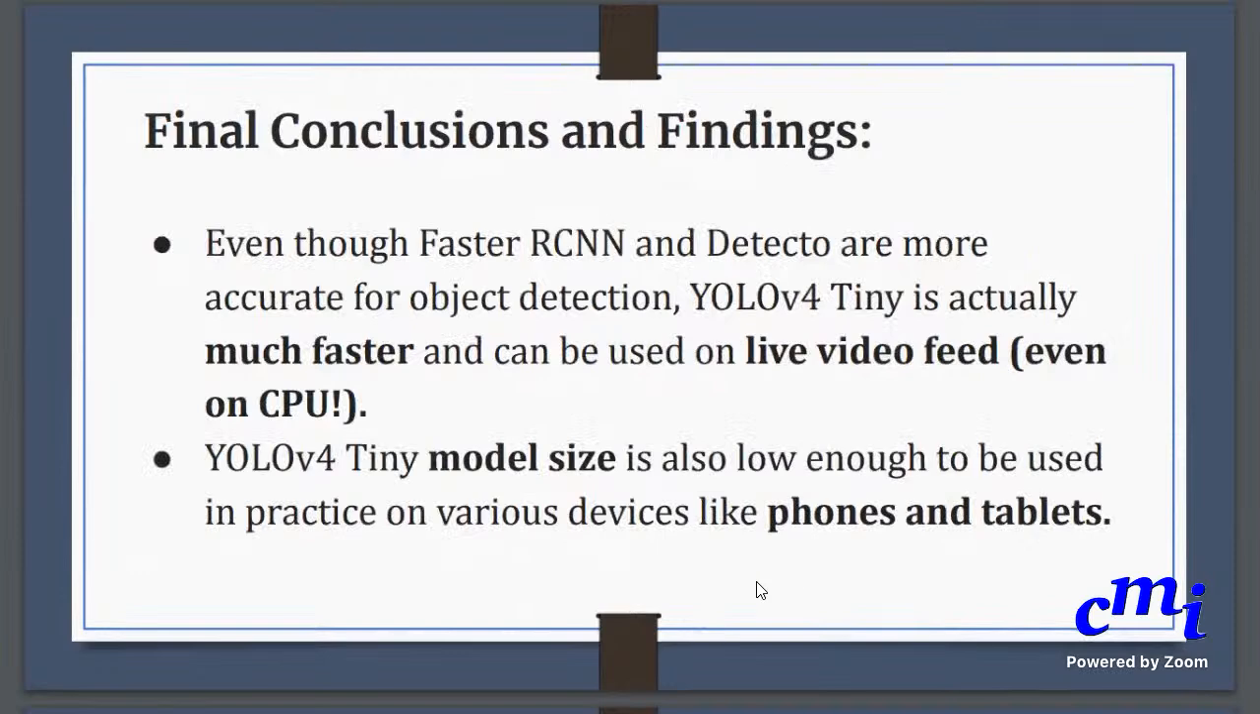The final conclusions and findings are like this. Even though Faster RCNN and Detector, as we just saw, are more accurate for object detection with accuracy of 80 to 90%, and YOLO V4 Tiny is not as accurate with a mean average precision of only 77%, it's much faster and it can be used on live video, which is one of the main aims of the project. Another aim of the project was to make it more scalable. When it comes to model size, YOLO V4 Tiny is more scalable to mobile and tablets, and other object detection models are not.